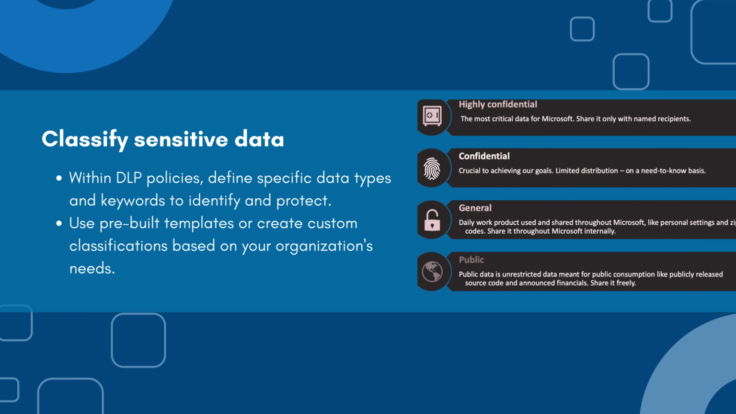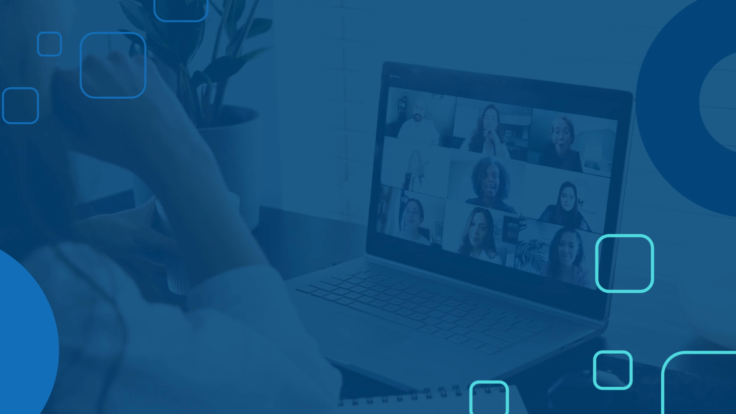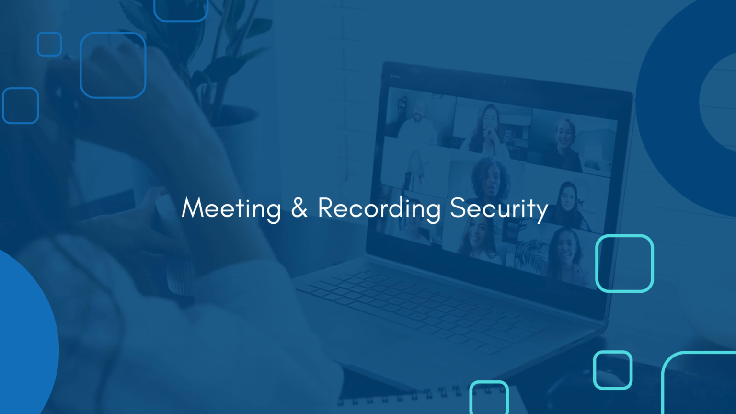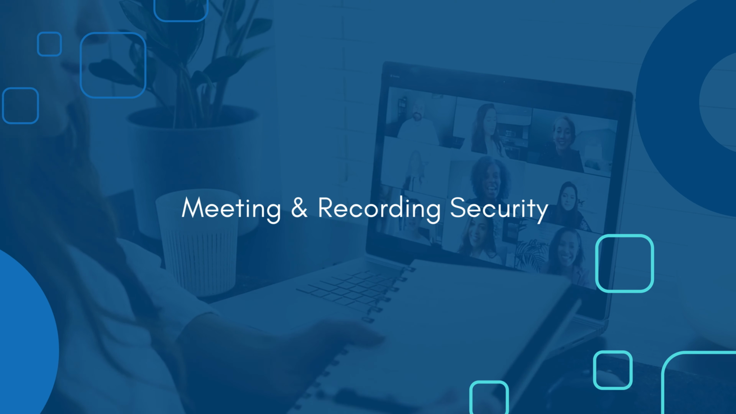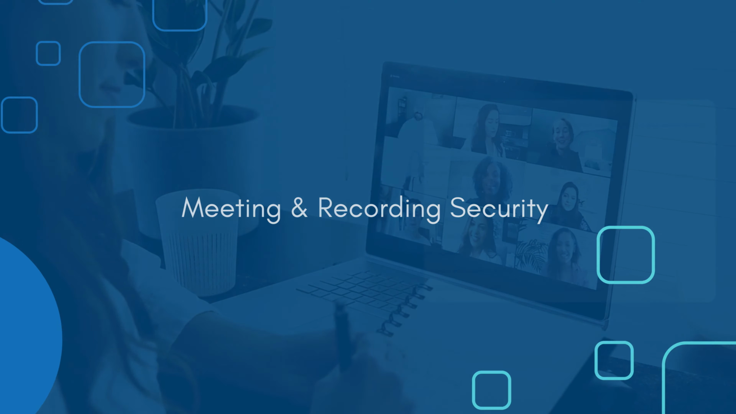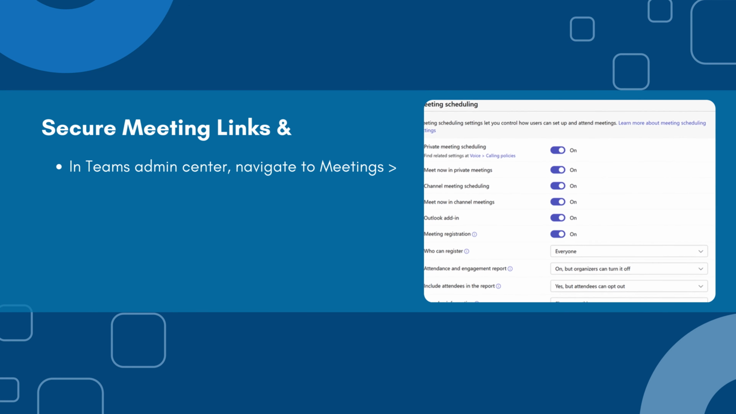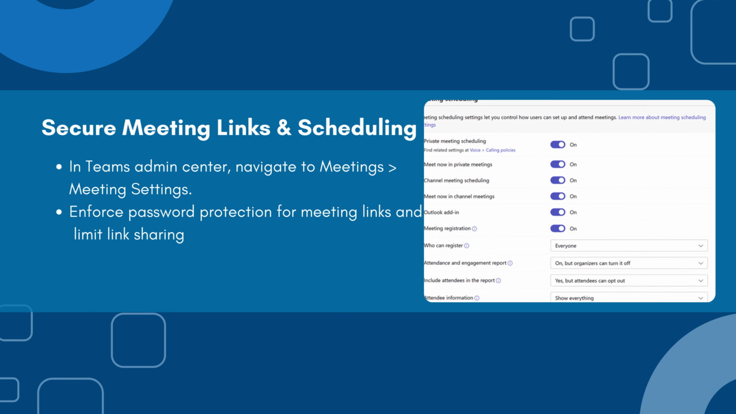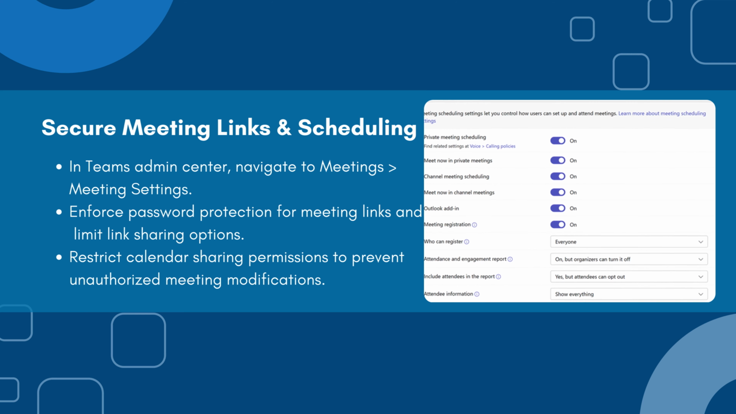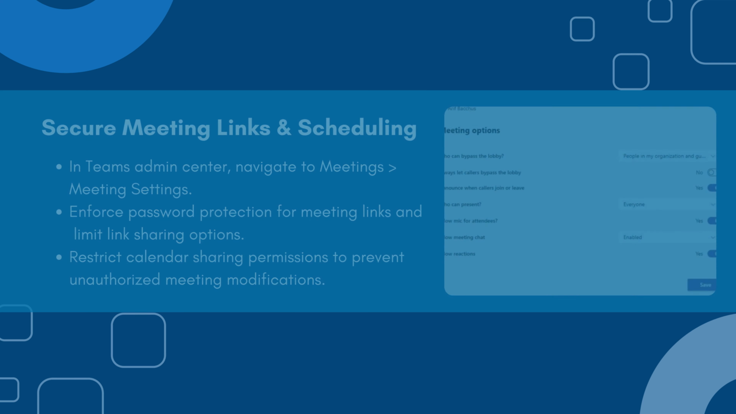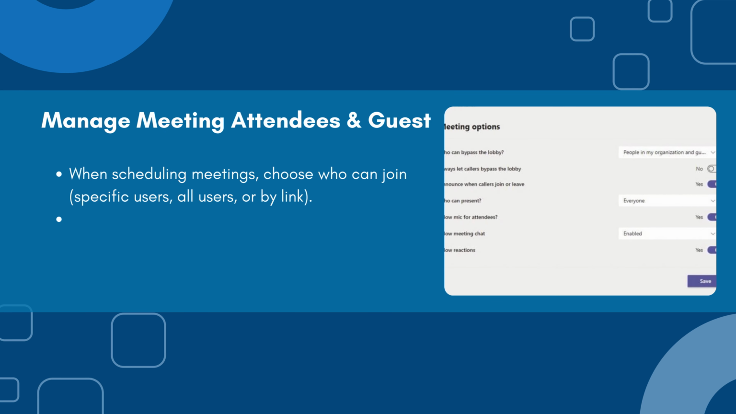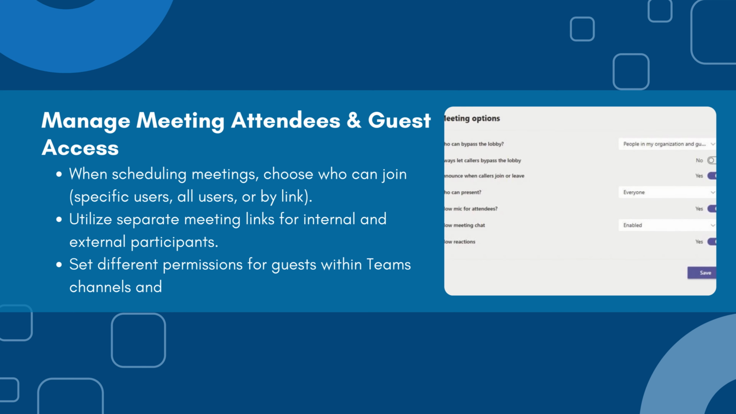needs. Next, let's address meeting and recording security to ensure confidentiality and control. To secure meeting links and scheduling, navigate to Meeting Settings and implement security measures for meeting links, like requiring authentication or limiting sharing options. Manage meeting attendees and guest access. Carefully choose who can join and set up separate permissions for external participants.